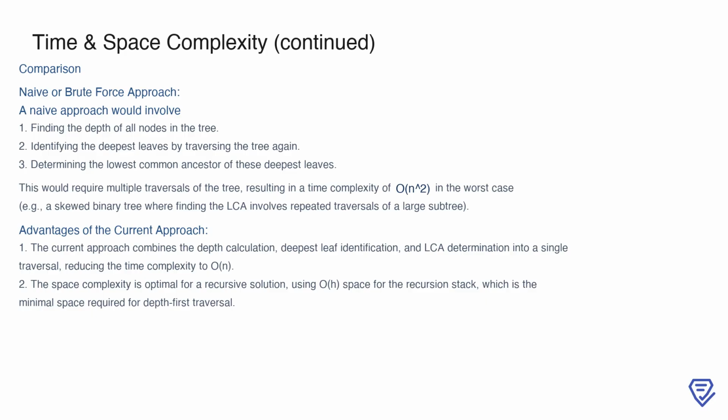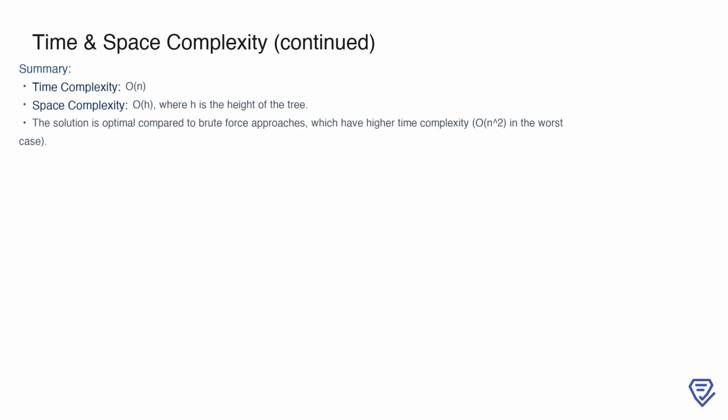Additionally, the space complexity of O(h) is optimal for a recursive solution, as it uses only the recursion stack without requiring any extra memory, making this solution significantly more efficient than the brute force alternative. In summary, the solution achieves a time complexity of O(n), as each node is visited exactly once, and a space complexity of O(h), which corresponds to the height of the binary tree. This makes the solution both time and space optimal for the problem.